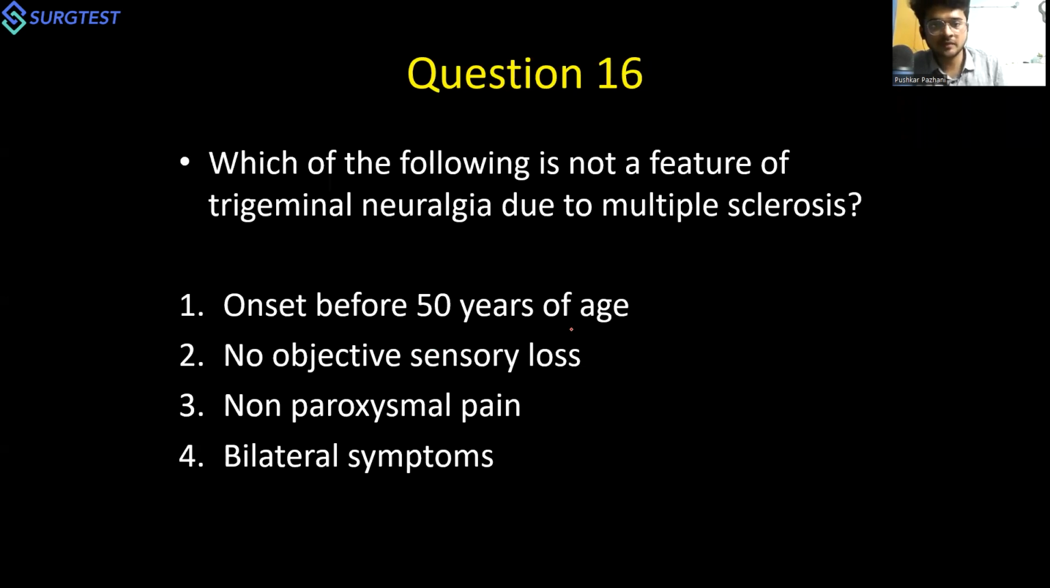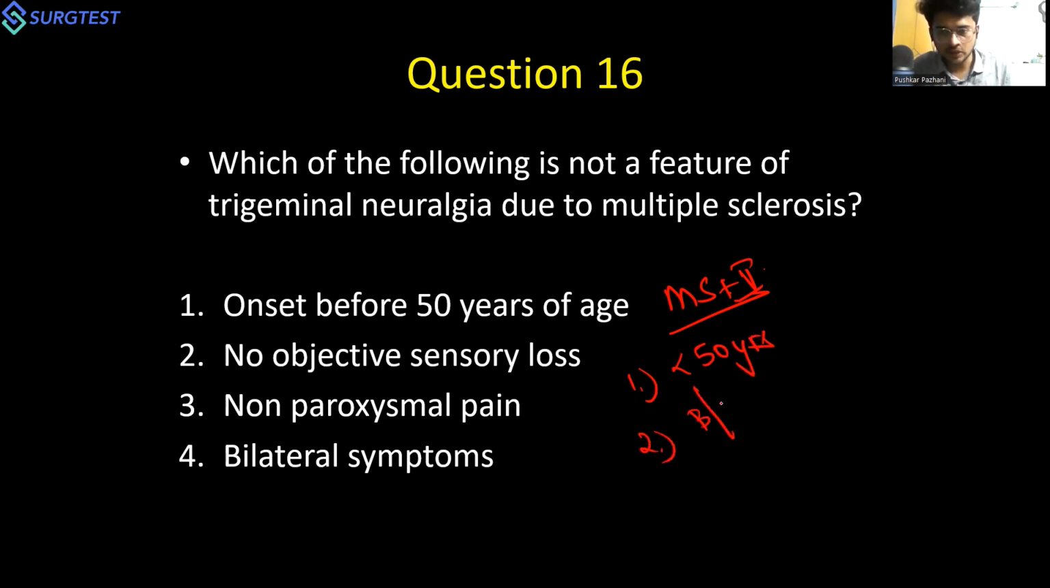When you take a patient with multiple sclerosis plus trigeminal neuralgia, usually the age of onset is less than 50 years. The symptoms are usually bilateral and the patients have associated sensory loss, and number 4, presence of non-paroxysmal symptoms.